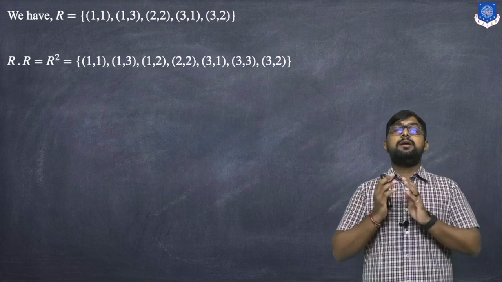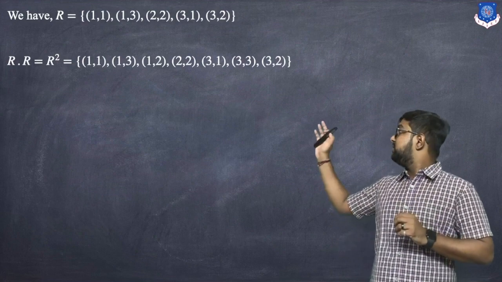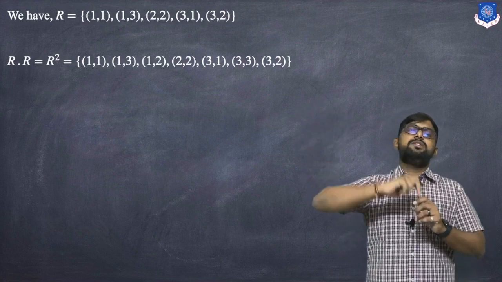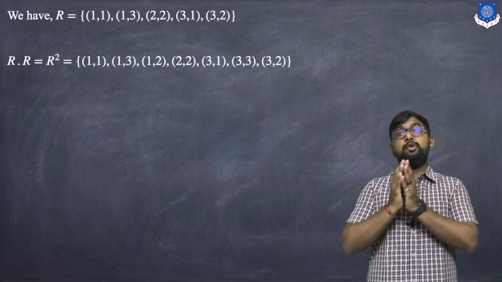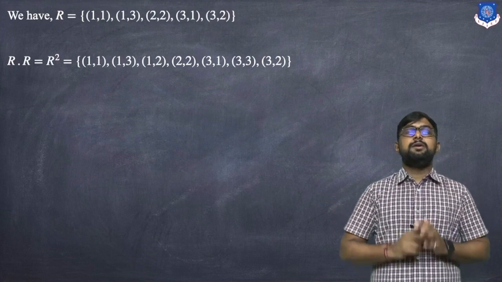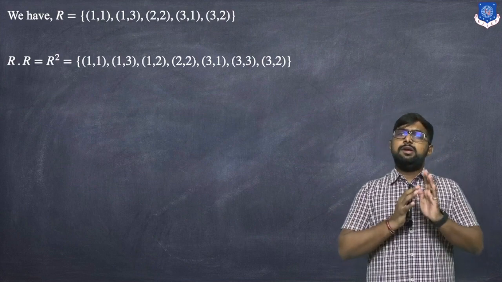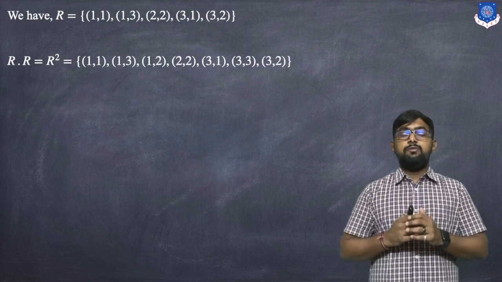Then 3 is related to 1 and 1 is related to 1, so the (3,1) pair will be there. And in the same manner, 3 is related to 1 and 1 is related to 3, so the (3,3) pair will be there. And in the last, 3 is related to 2 and 2 is related to 2, so the (3,2) pair will be there. So this is how you can calculate this. We have already discussed this composition in our previous lecture very thoroughly.